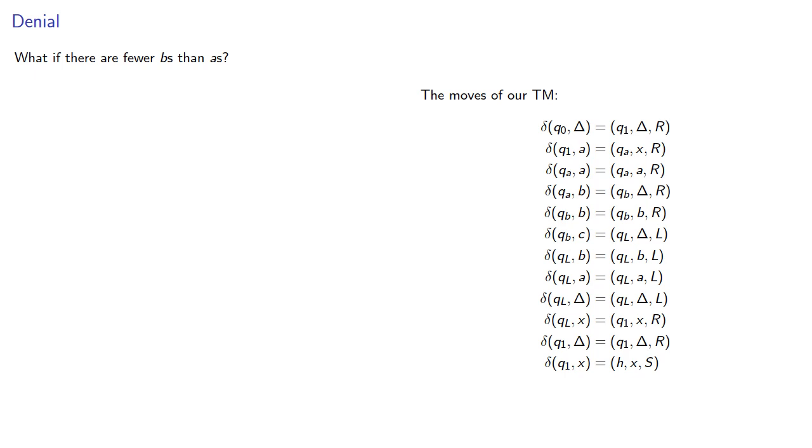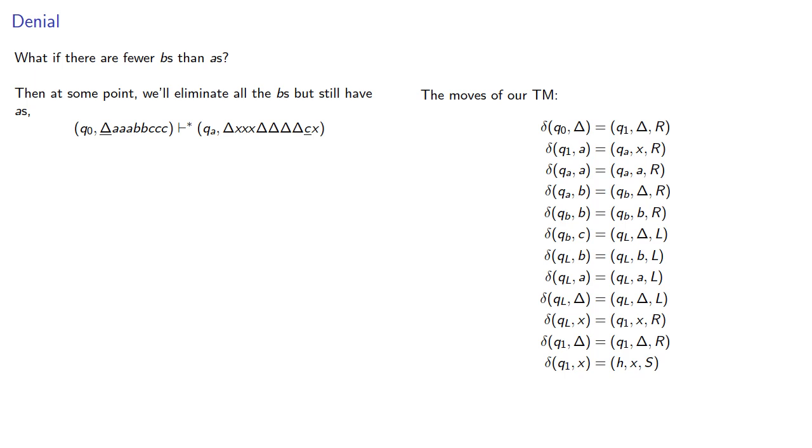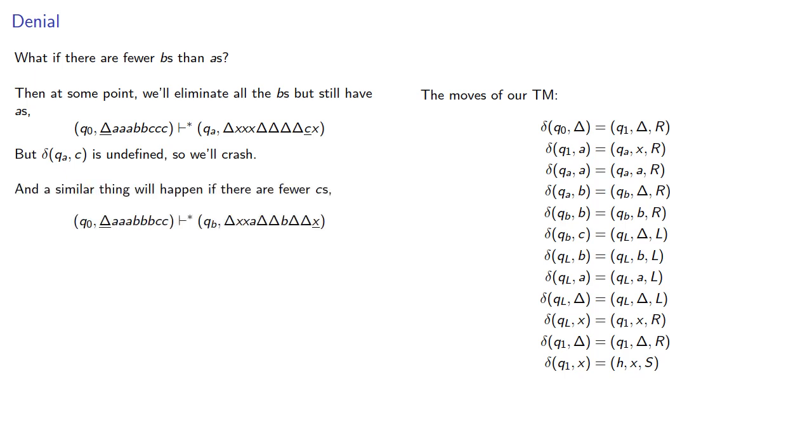What if there are fewer B's than A's? Then at some point, we'll have eliminated all the B's but still have A's. And that means we're going to go to the end and read a C, but since delta(Q_A, C) is undefined, we'll crash. And again, a similar thing is going to happen if there are fewer C's, since delta(Q_B, X) is undefined.